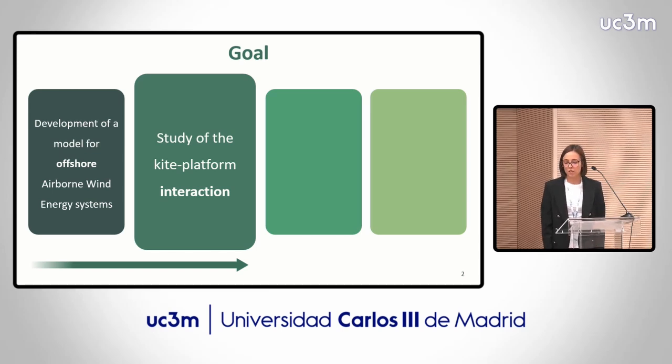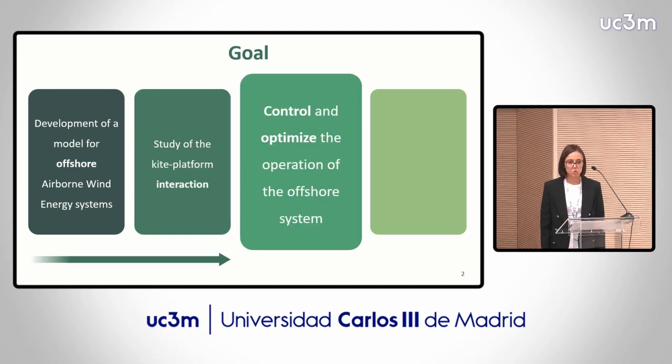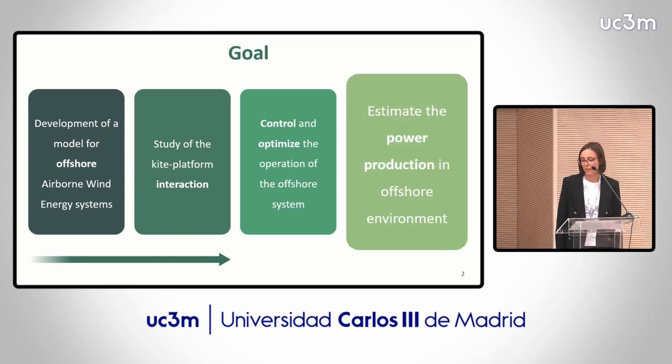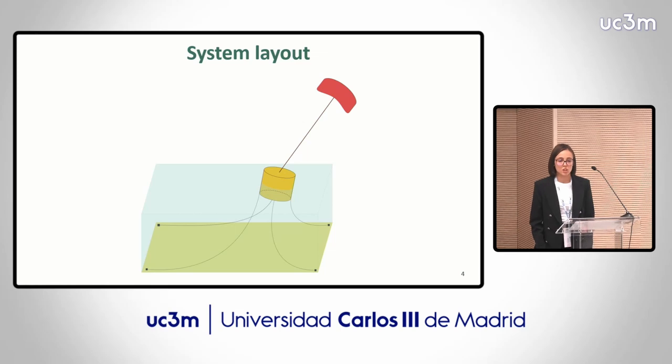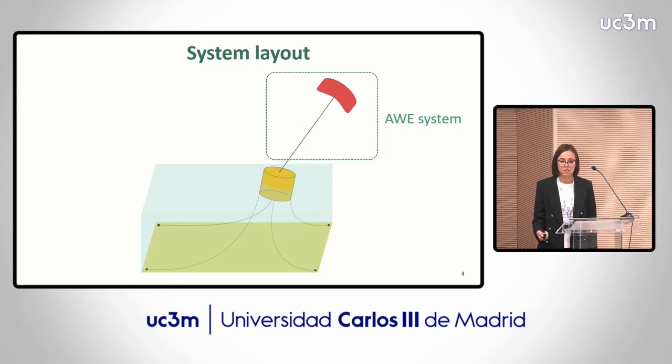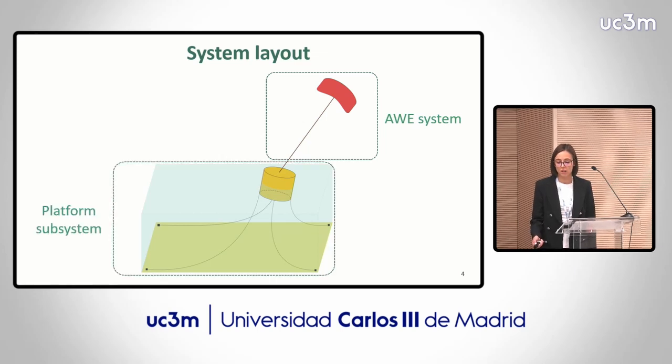But just to have a general overview of what we want to do, the idea is also then to focus on control and optimization of this system in the offshore environment and to estimate the power production in an offshore airborne wind energy farm. So this is the conceptual and general layout of an offshore airborne wind energy system, in which we can identify two main subsystems. The first one, the airborne wind energy one, while the one that stays in water is the platform subsystem.